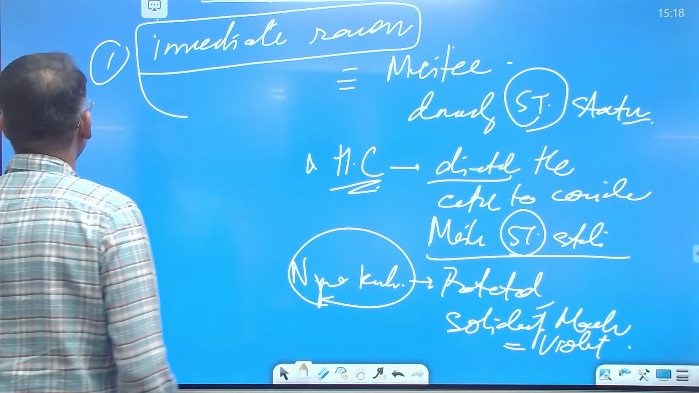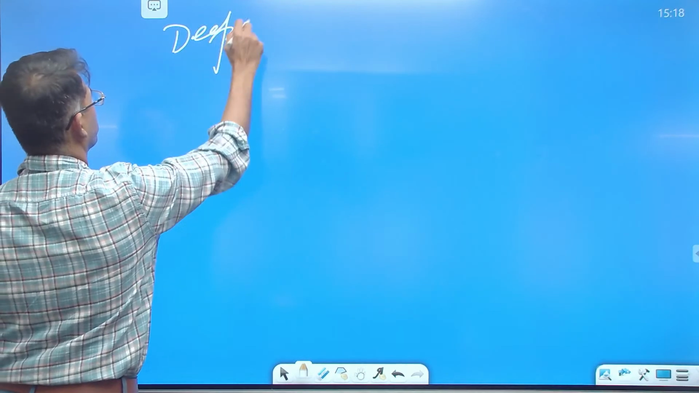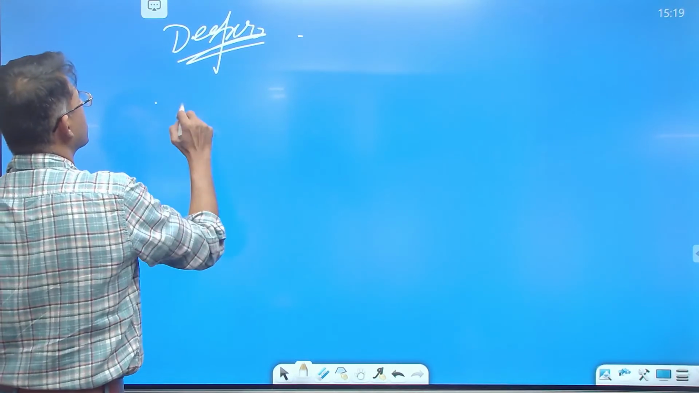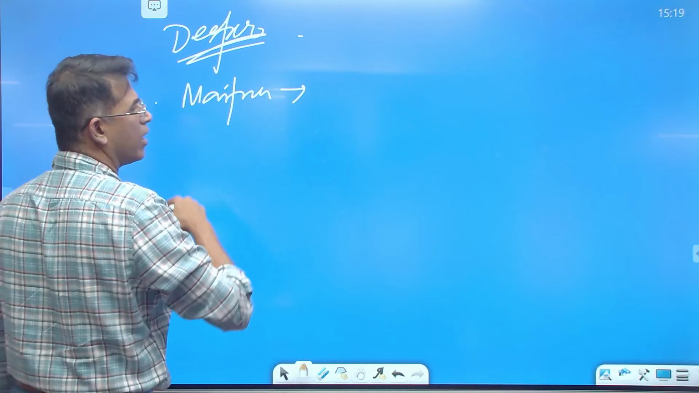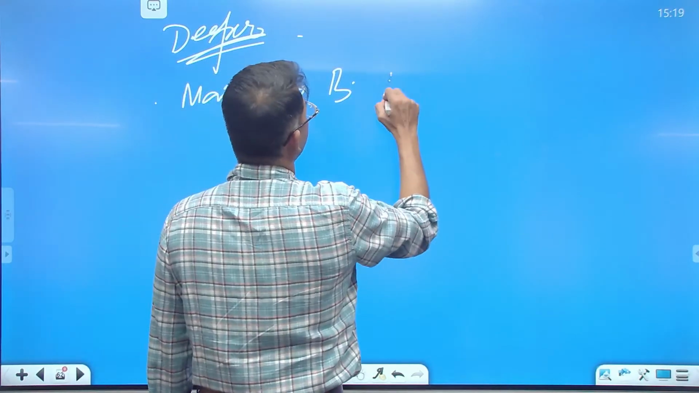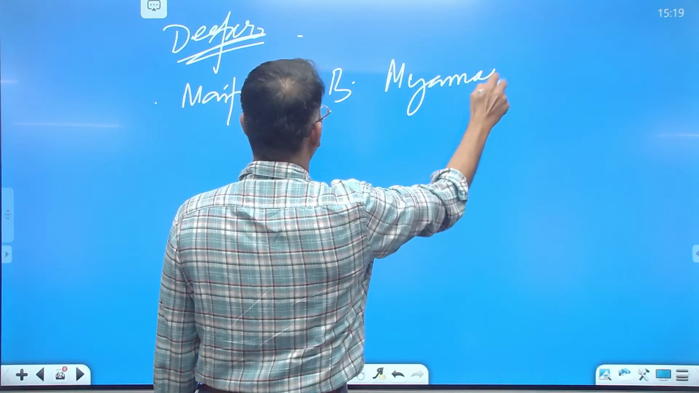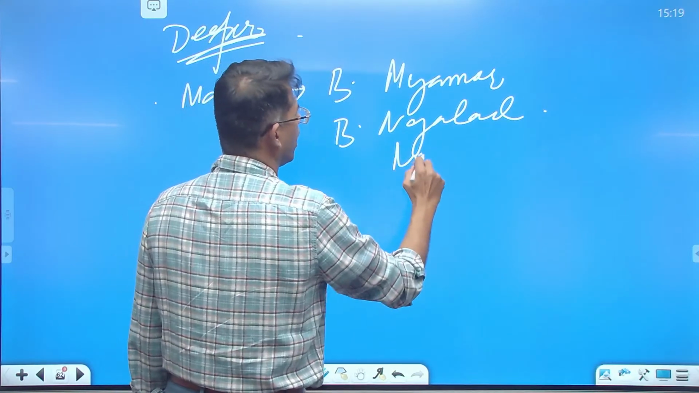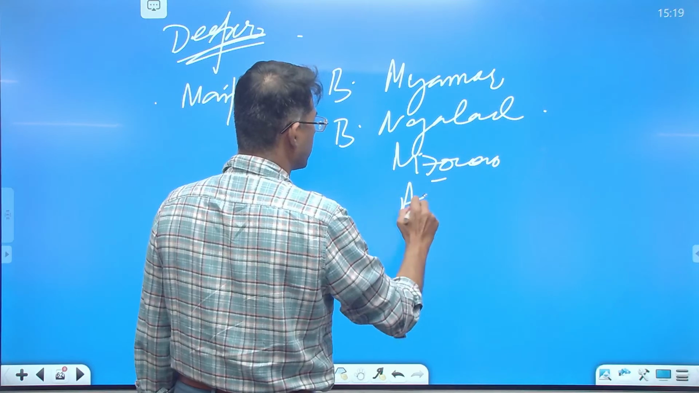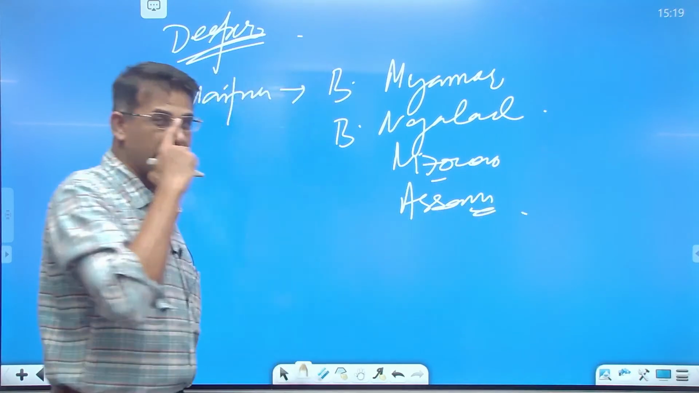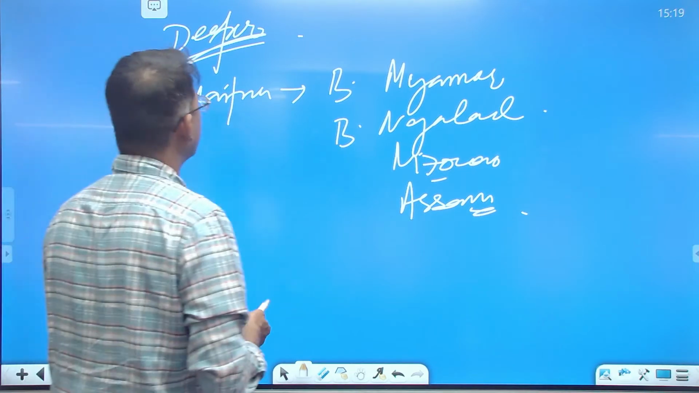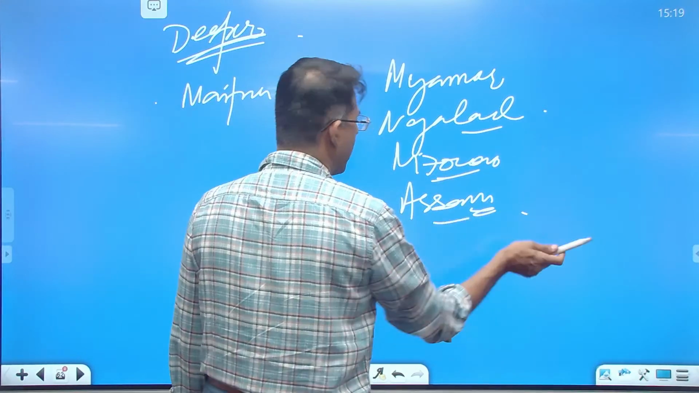So now we'll dwell a bit deeper. You must know that Manipur has a boundary with Myanmar. Manipur has a boundary with Nagaland, of course also with Mizoram, and also with Assam. Manipur does not have a boundary with Tripura. I'm telling you this because these can be questions. It has a boundary with Myanmar, Nagaland, Mizoram, and Assam.